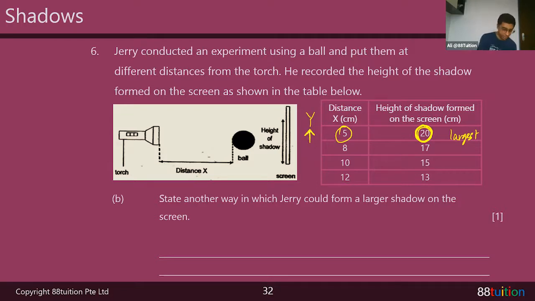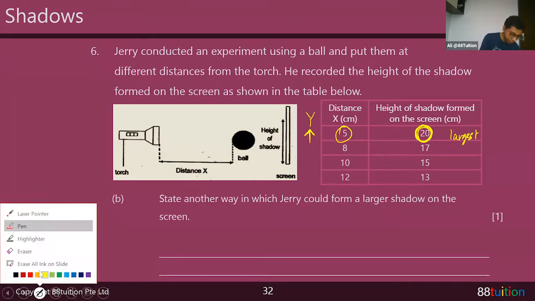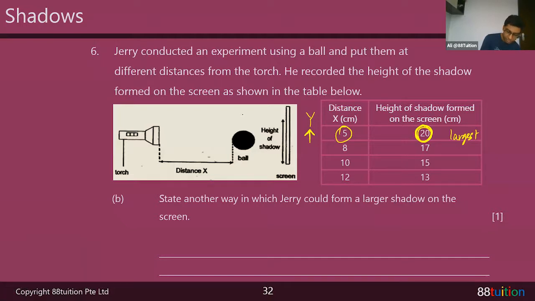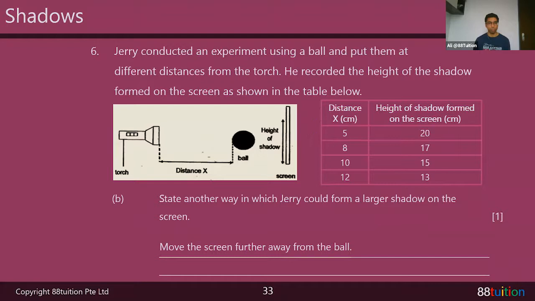So distance Y, where is distance Y? Of course, in the question, you cannot say distance Y. This is distance Y. So what do you move? If you move the ball, you need to play with X, right? You have to move the screen. So you move the screen further away from the ball, you can move Y. Okay, that's the end of the questions that we had for the homework.